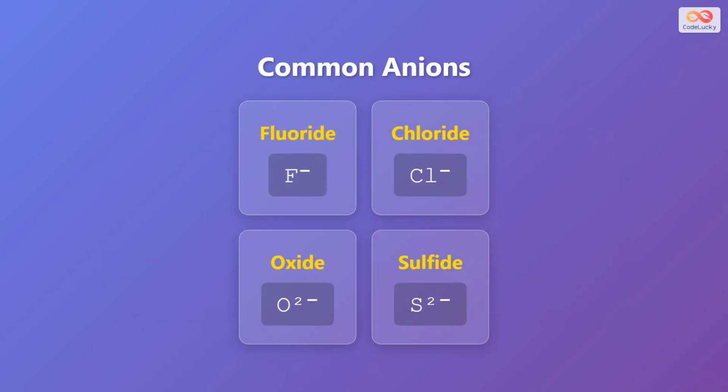Let's look at some common anions you'll encounter frequently. Fluoride, written as F-, forms when fluorine gains one electron. Chloride, Cl-, forms when chlorine gains one electron. Oxide, O2-, forms when oxygen gains 2 electrons. Sulfide, S2-, forms when sulfur gains 2 electrons. Notice that the number in the superscript tells you how many electrons were gained.